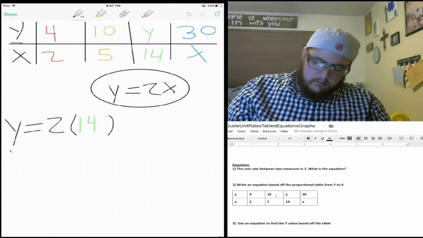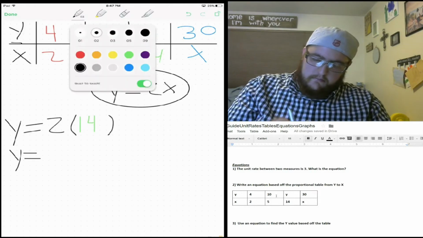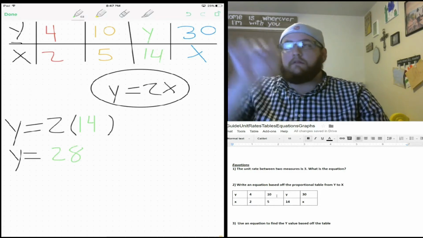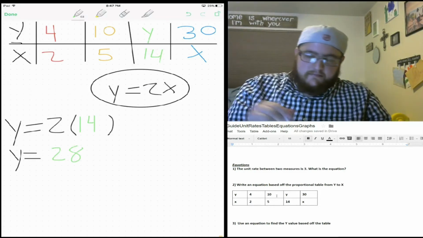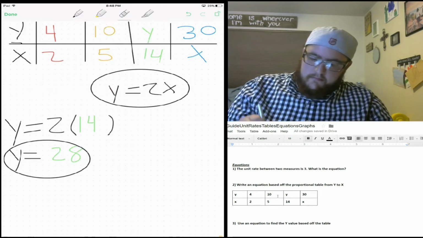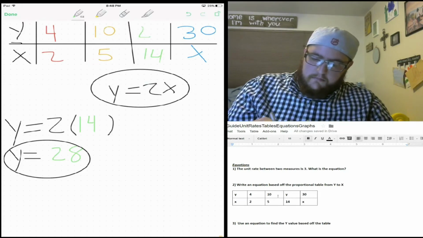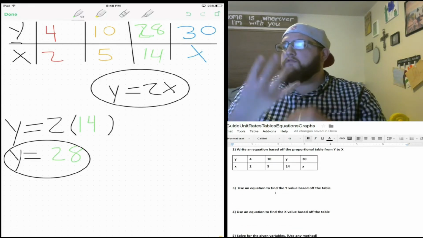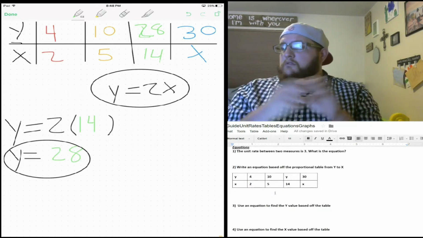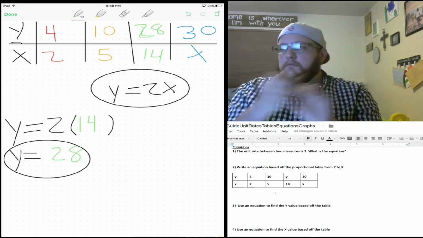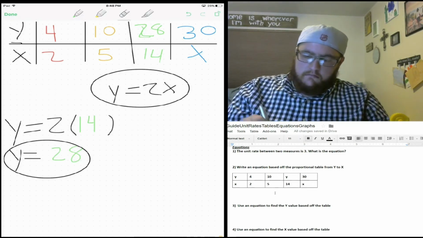14 times 2 is 28. So y equals 28, which is the corresponding y value to the x value of 14. That means for that y value, we can go ahead and erase it and replace it with 28. Okay. Number 4 says use an equation to find the x value based off the table. So again, notice for this one we've got 30 as our y value and x as our x value.